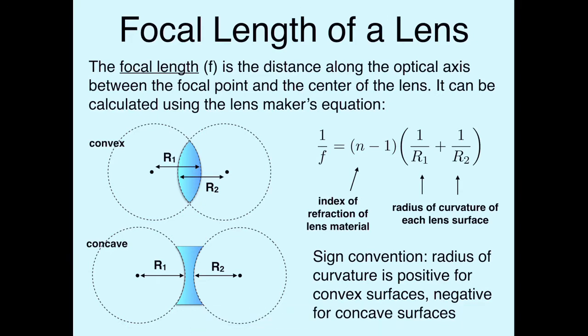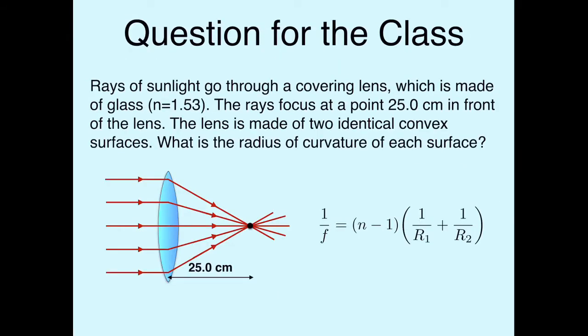Now, there's a sign convention for this equation that you have to be aware of. We consider the radius of curvature to be positive for convex surfaces. So these two R values, R1 and R2, would be positive for the convex surfaces, but they would be negative for concave surfaces. Okay, so let's do an example.